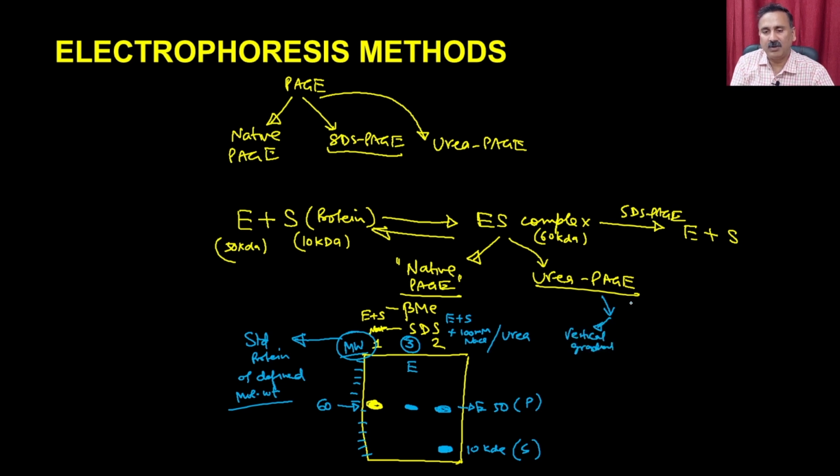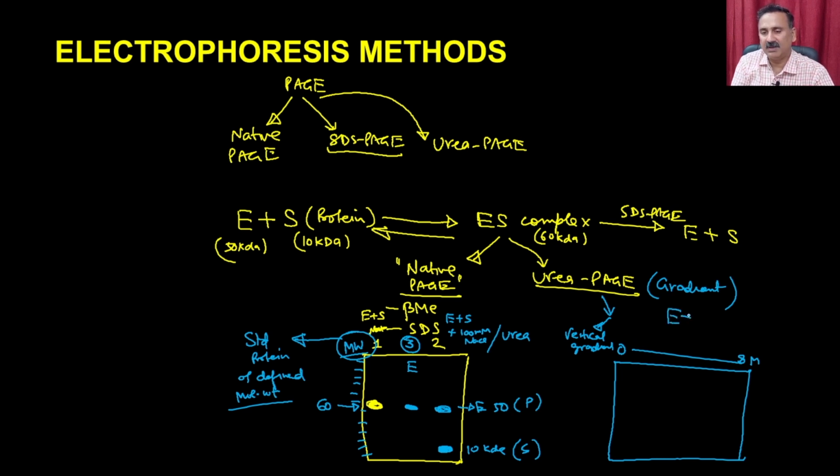So you can run the gradient urea PAGE. What it is going to do is vary the urea concentration from 0 to 8 molar in this direction. So this lane is 0. What you're going to do is make the enzyme substrate complex, and then load that into the different lanes. Suppose you have lanes like this: 1 molar, 2 molar, 3 molar, 4 molar, 5 molar, 6, 7, 8, like that.